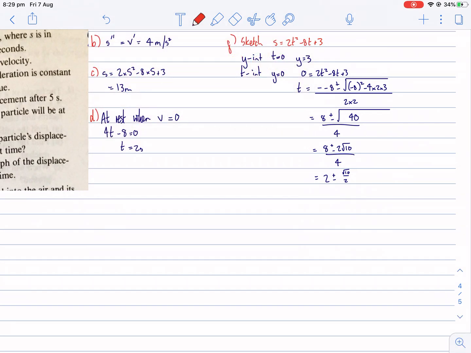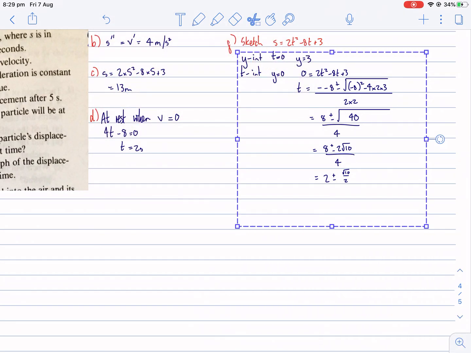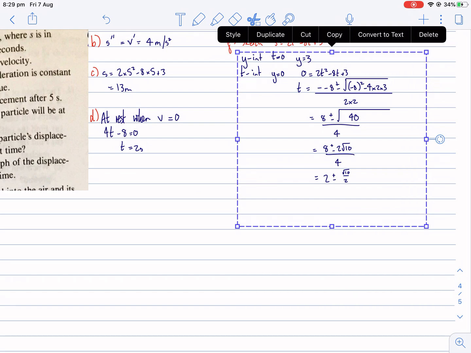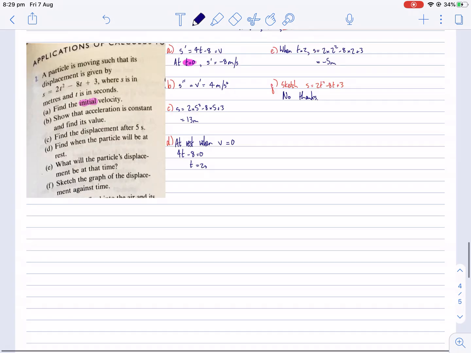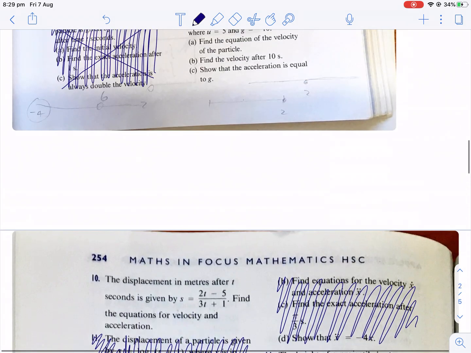Oh, look, I'm so over this. Don't bother sketching it. No, thanks. I mean, we could sketch it on Desmos. Question 3.